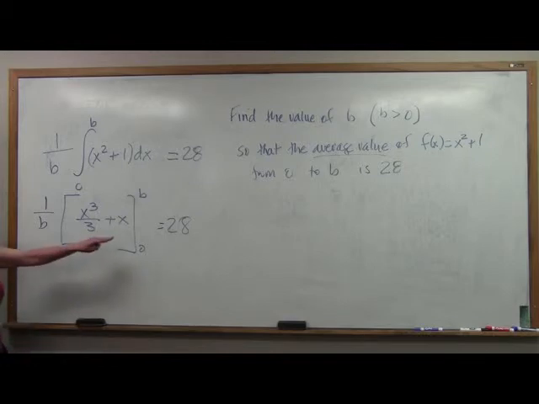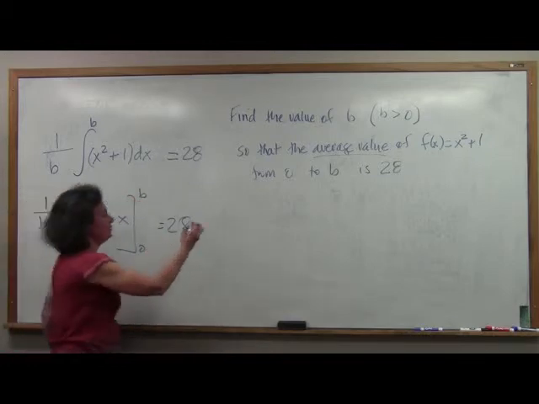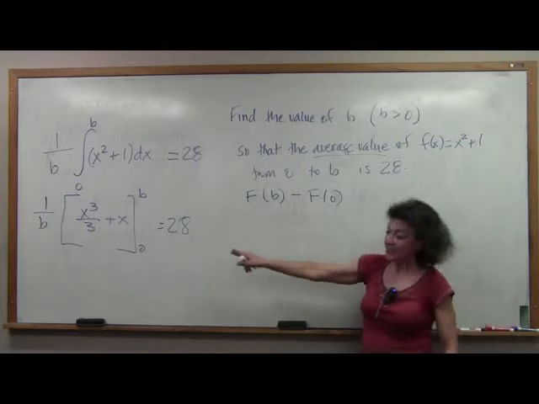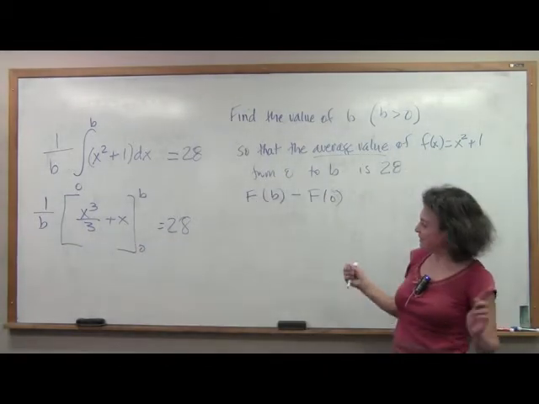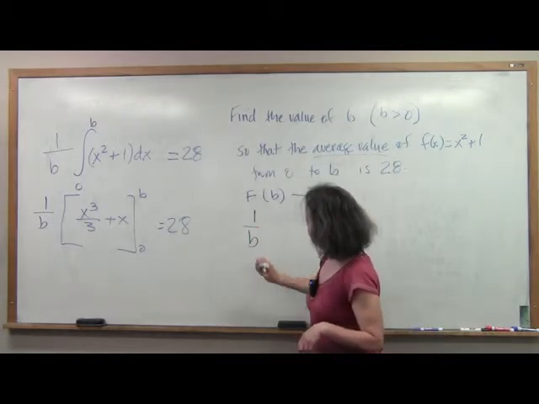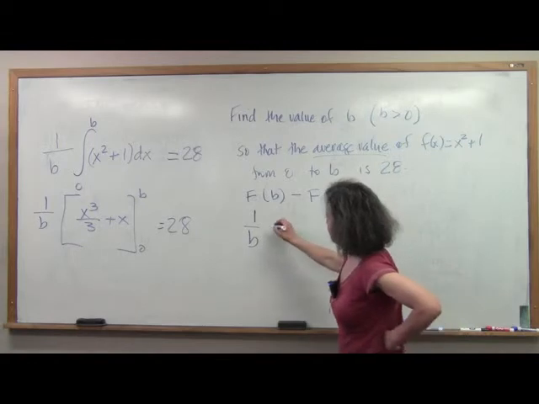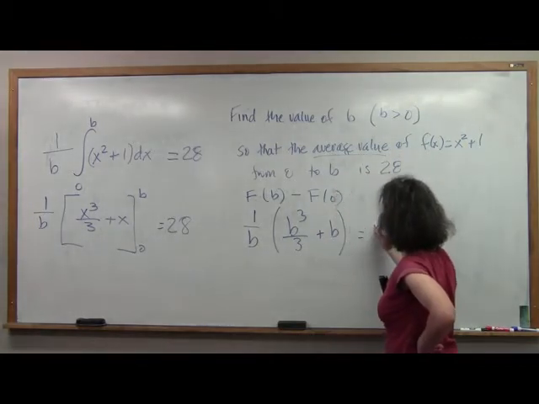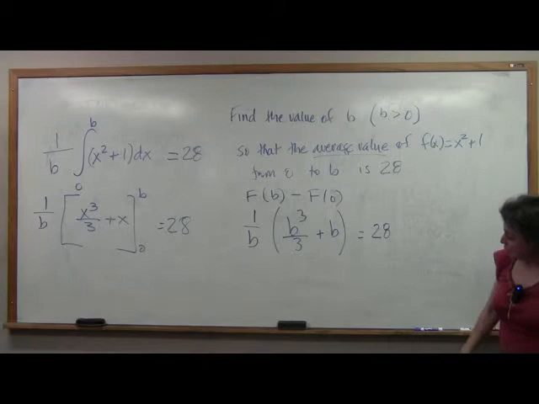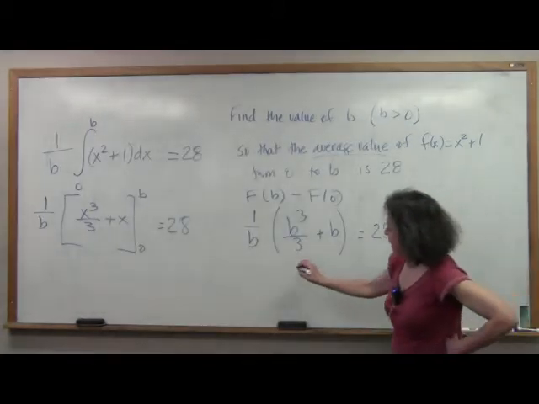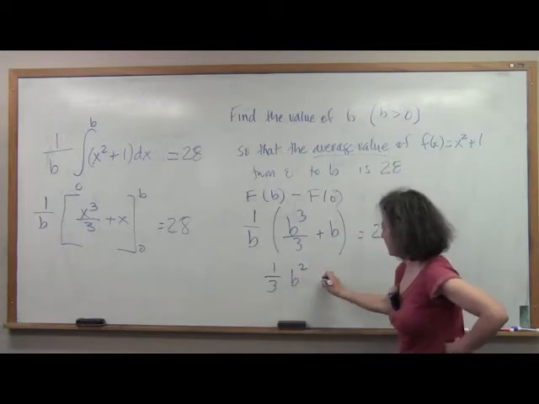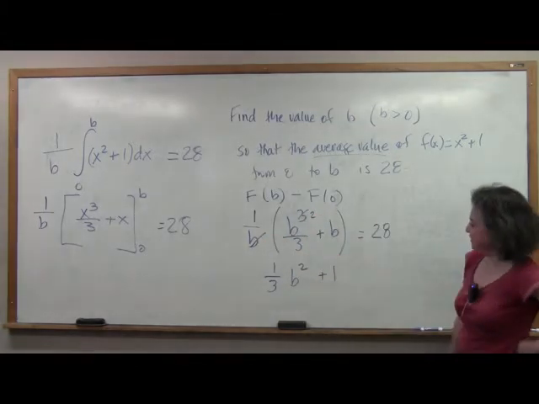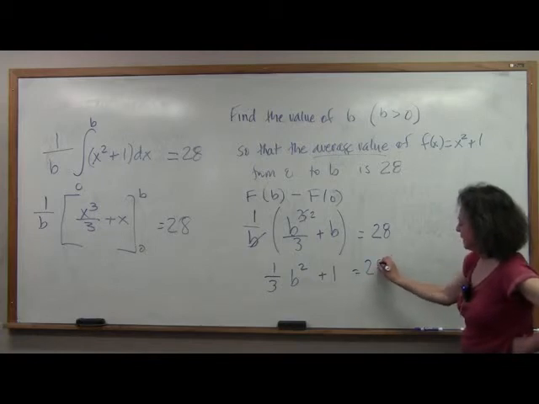All right, well, when you evaluate something from 0 to b, what does that mean? It means you take your function value at b minus your function value at 0. Notice we have a polynomial here, so when we plug in 0, we just get 0. So we have 1 over b, and when we plug b in here, we have b cubed over 3 plus b, and we know that that's equal to 28. Well, we can distribute the 1 over b, and I claim what we get is 1/3 b squared plus 1. Okay, that goes in there. We have b left, and those just cancel off, and we get the 1 equals 28.